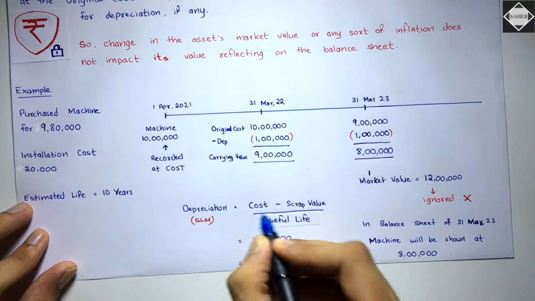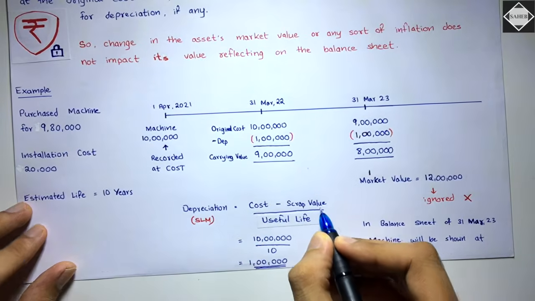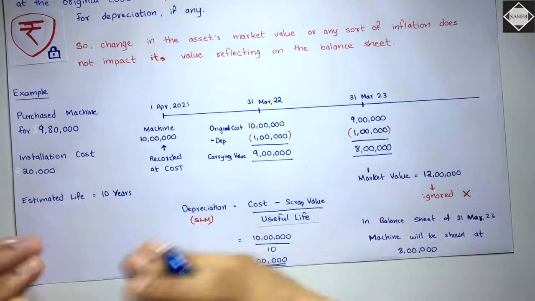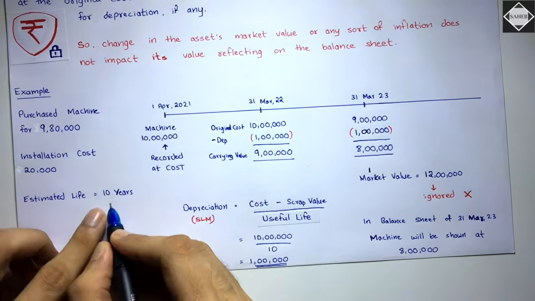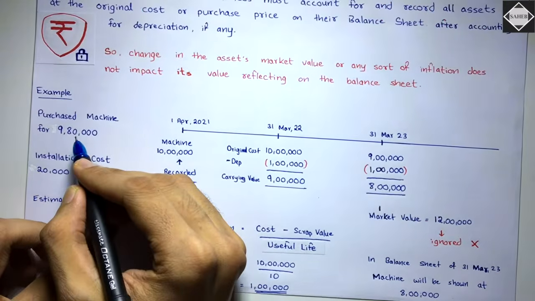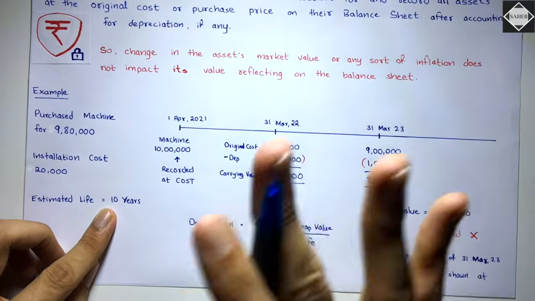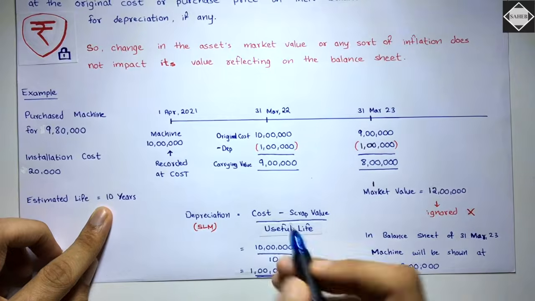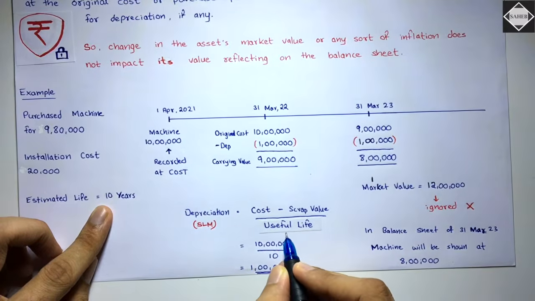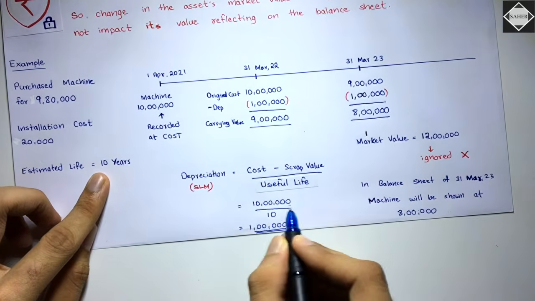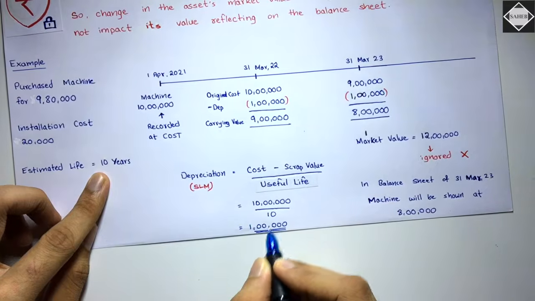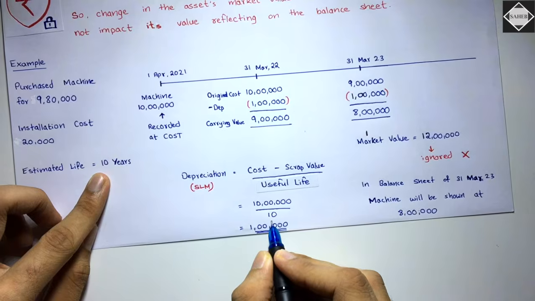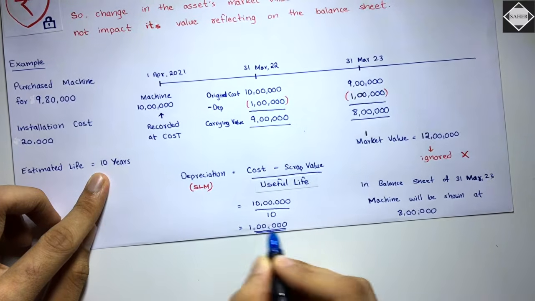Cost, original cost minus scrap value, whatever value you can fetch by selling it off at the end of the useful life. After 10 years, at what price you can sell this machinery, that would be the scrap value. But let's just say in this example I'm taking scrap value as 0. There is no scrap value. So cost divided by useful life. So simple here, 1 million, 10 lakh divided by 10 years, that is equal to 1 lakh, 100,000.